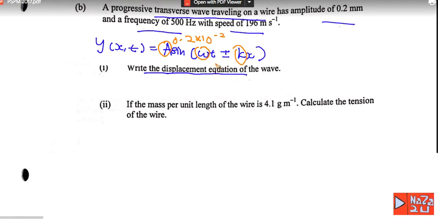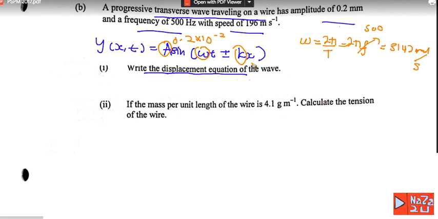And what about the omega? To calculate omega, omega is equal to 2 pi over T, or 2 pi times frequency. Because the question gives you the value of the frequency, which is 500, you can find the value of omega. So here we have omega as 3142 radians per second.